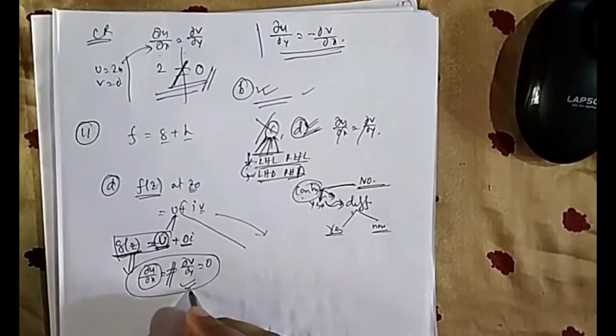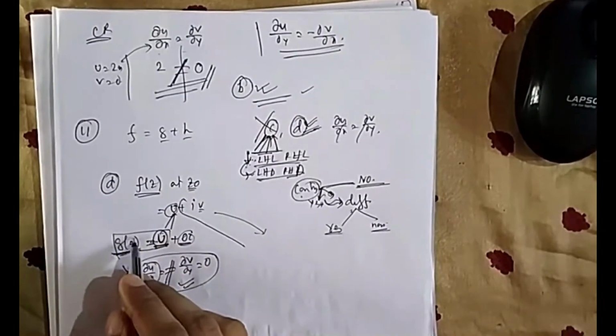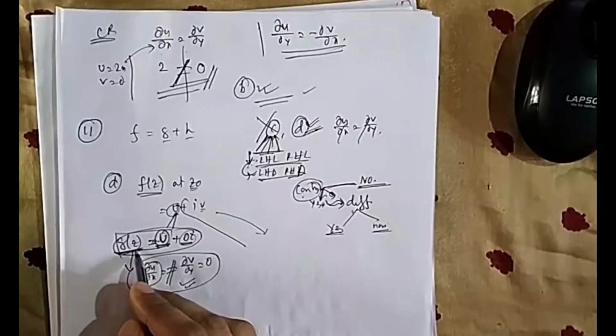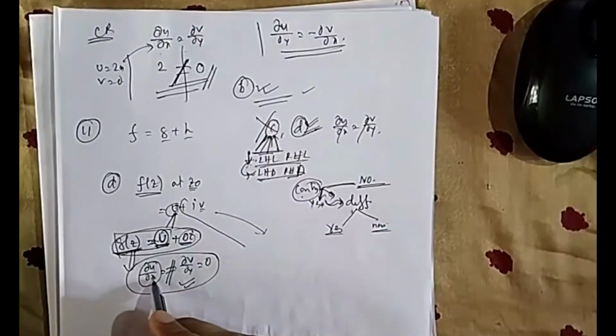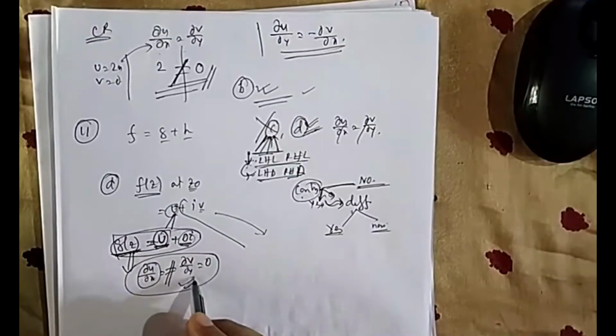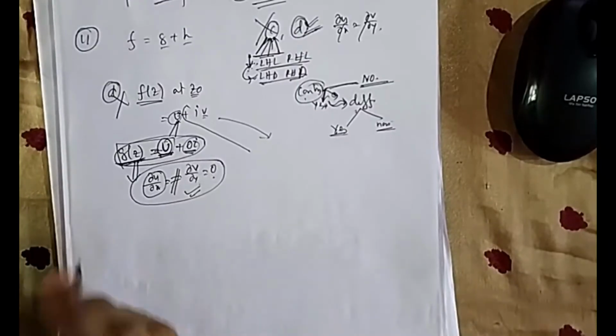As you can see, it is not differentiable here, because if you separate it, there is no imaginary part. To make it differentiable, you have to satisfy the Cauchy-Riemann equation. Then del u del x may give some value, but del v del y is always 0. So again, D is not the answer. So that's why we will be considering A and B.